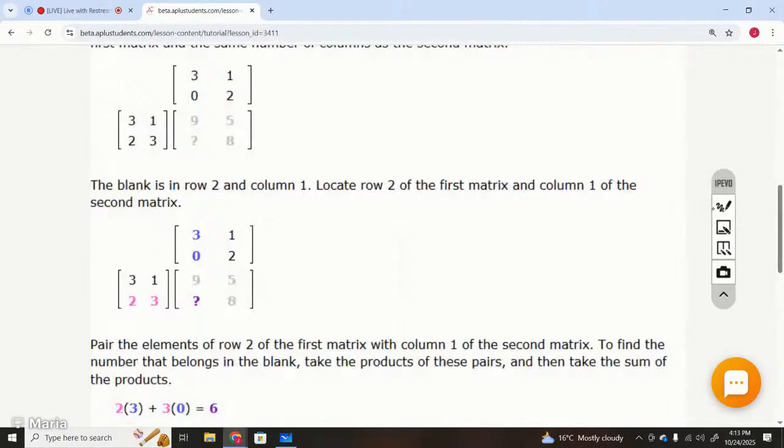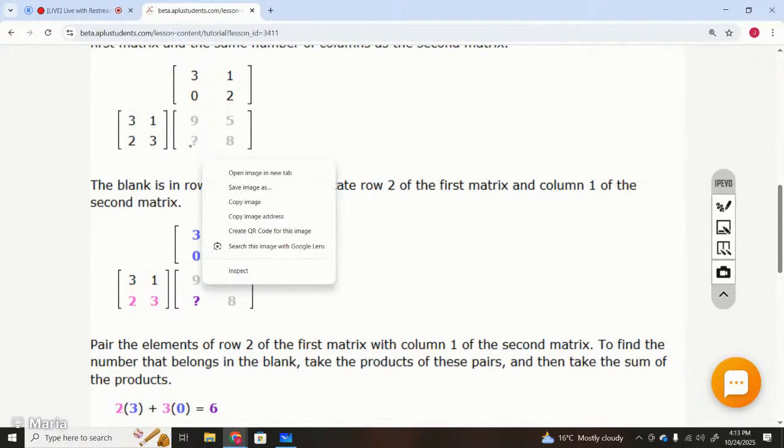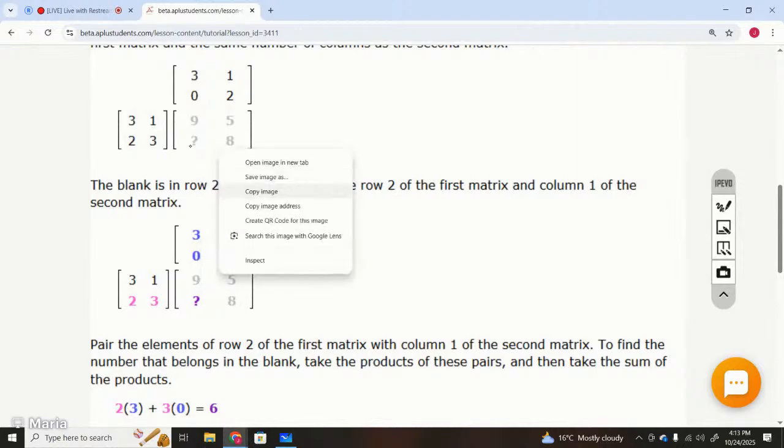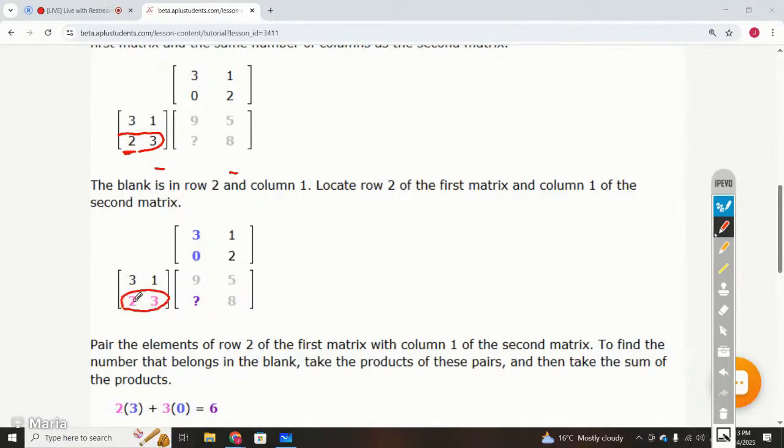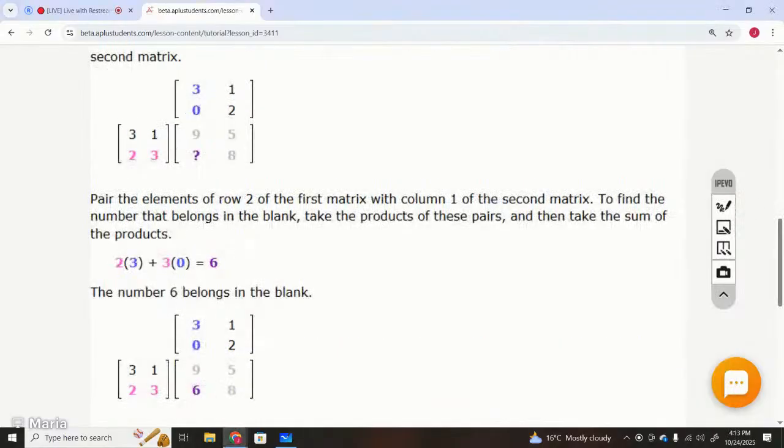The blank is in row 2 and column 1. We need to write row first. So that is row 2, column 1. Now look at row 2 of the first matrix and column 1 of the second matrix, right? So you need to multiply them. 2 times 3 plus 3 times 0, 6 it is. So that means the missing number is 6.